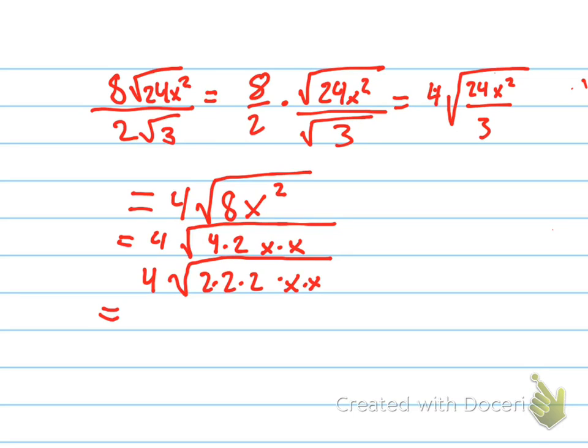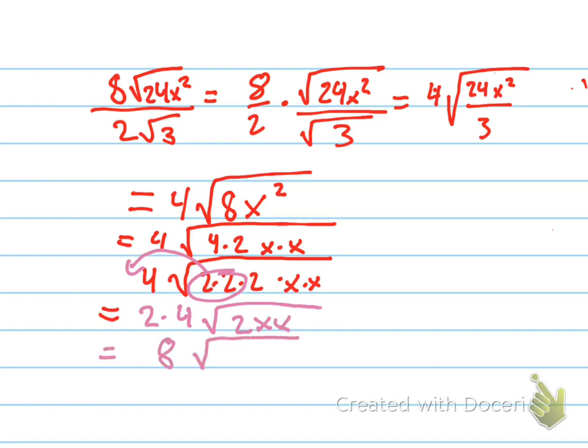Which we can now start taking things out, and we're going to do it one at a time. So we're going to take out this. That's going to go outside. 2 times 4, square root of 2xx. 2 times 4 is 8. And now we're going to take out an x from the 2xx. So these are going to come out right here. And we're going to have 8x square root of 2. And that is our final answer.